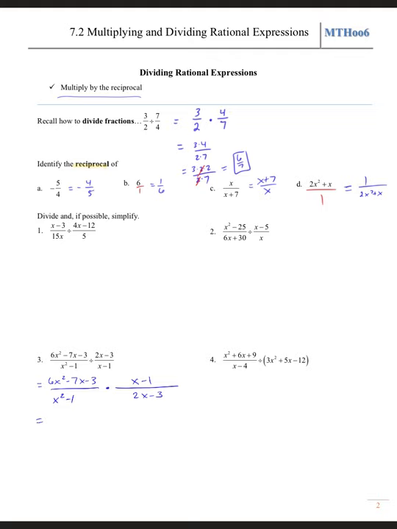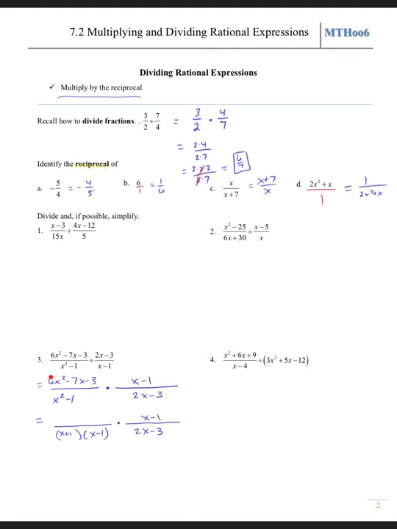Factor everything completely. Well, I know this denominator x squared minus 1 is a difference of squares. So this would be x plus 1 and x minus 1. I'm going to skip that numerator for a second and come back to it. And then I know this is x minus 1 and we have 2x minus 3.